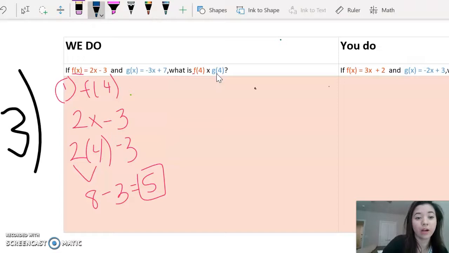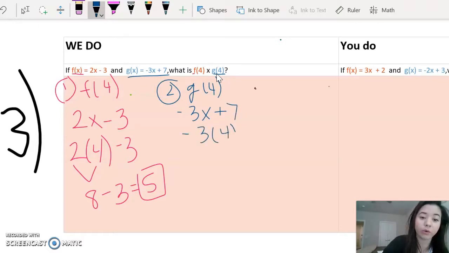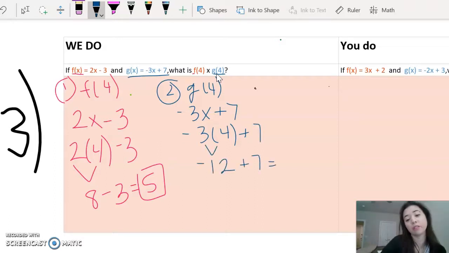Now we need to find g of 4, and we have to plug that into our g function, so negative 3x plus 7. So we do negative 3 times 4 plus 7, negative 12 plus 7, and that gives us negative 5.